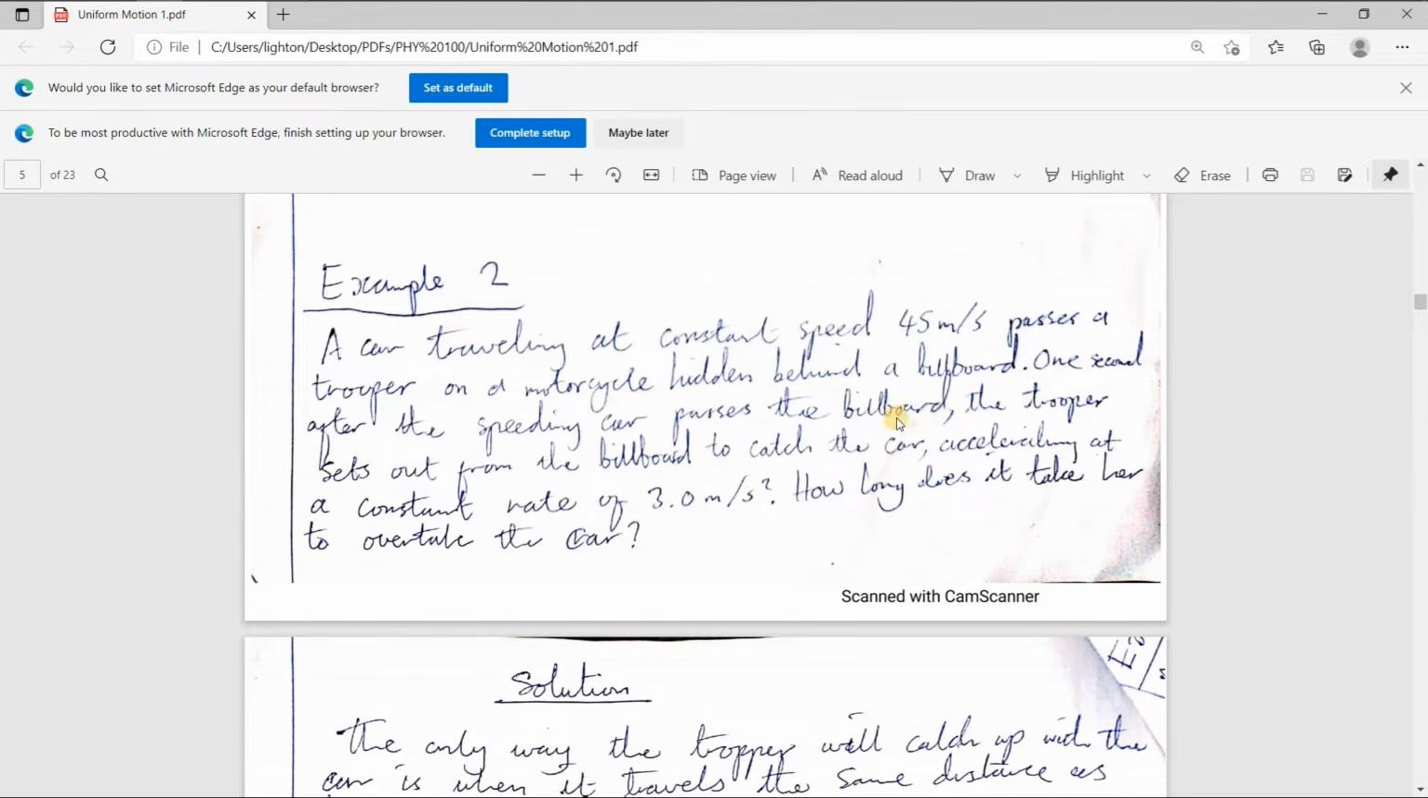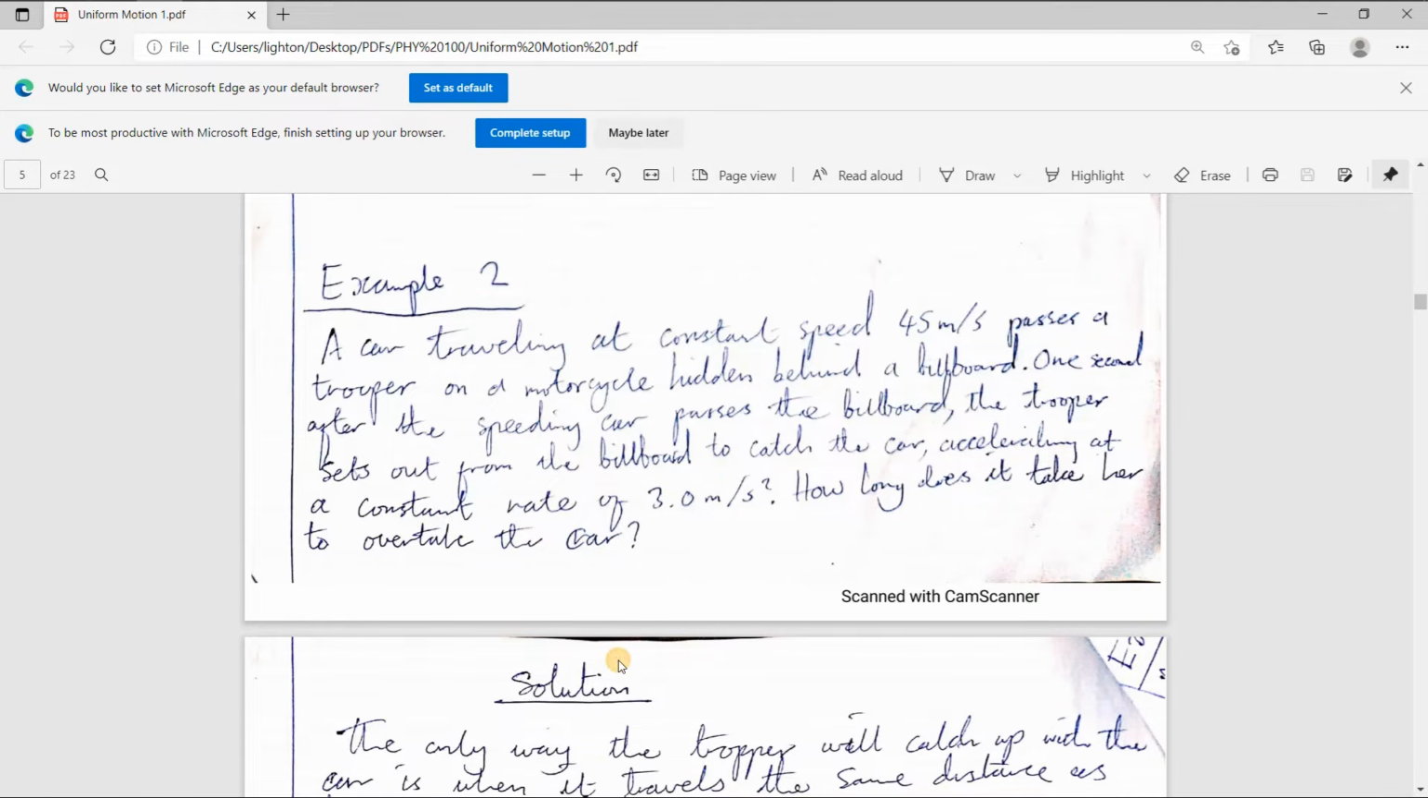So this trooper is a policewoman who is trying to catch an overspeeding car. So this car is obviously overspeeding at 45 meters per second. Now this trooper is trying to catch it. Now the question is, how long does it take her to overtake the car?